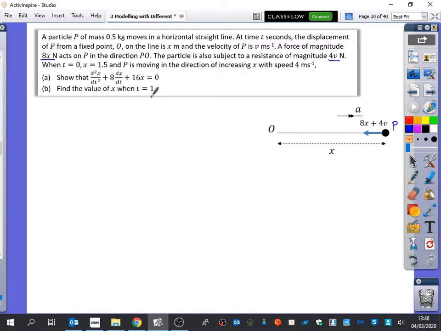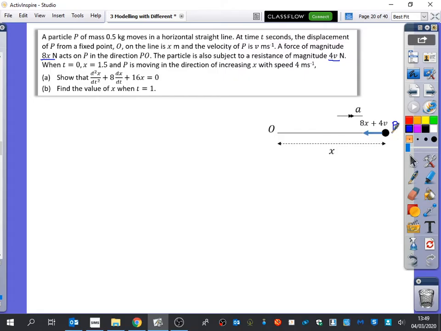Would the restoring force be just 8x or 8x plus 4v? The overall restoring force is 8x plus 4v, but this 8x, if it was on the other side, is going to want to restore it back to the middle as well. They're both wanting to restore it back to the middle. So that's why it's going to damp.